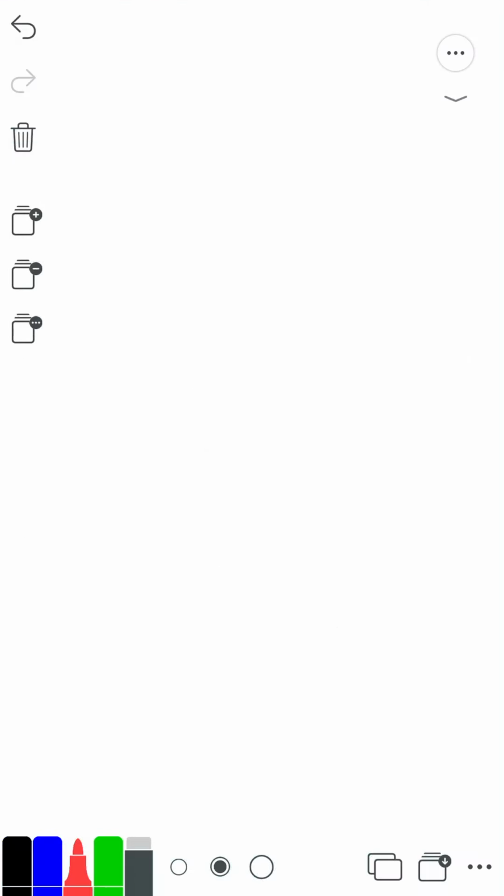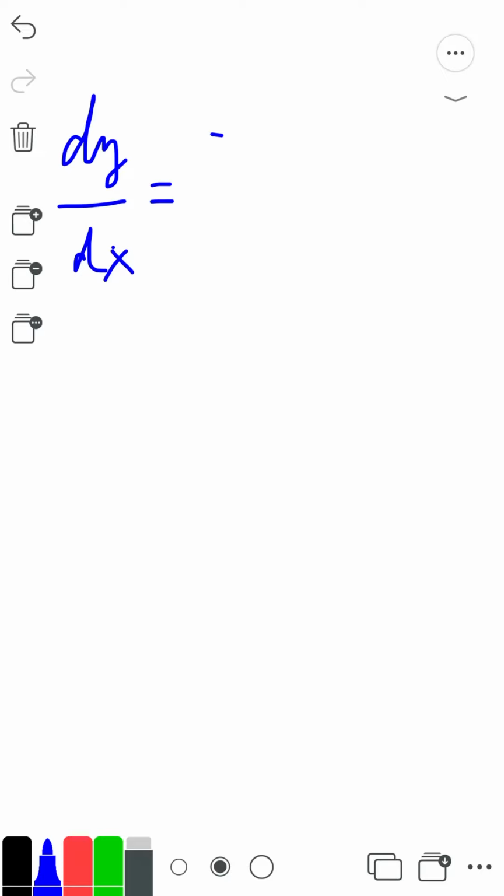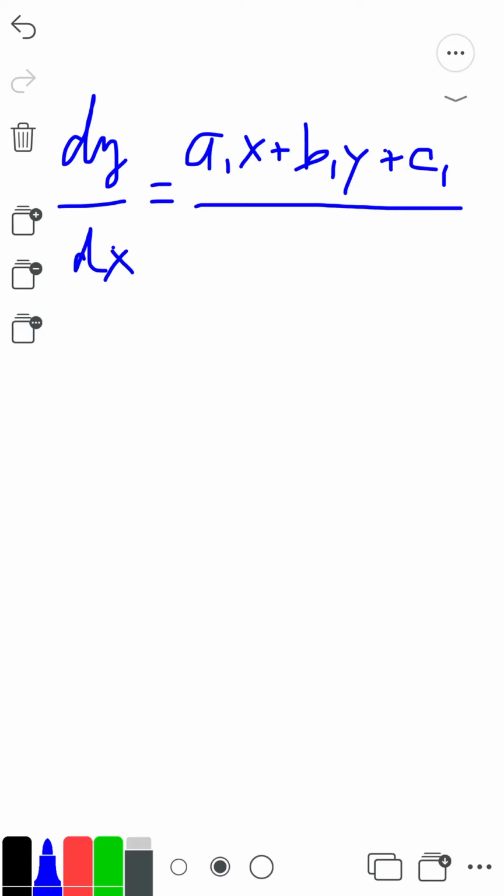For any differential equation of the form dy over dx is equal to a1x plus b1y plus c1 over a2x plus b2y plus c2. I'm not really used to writing on my phone screen with my fingers, so it looks kind of bad.